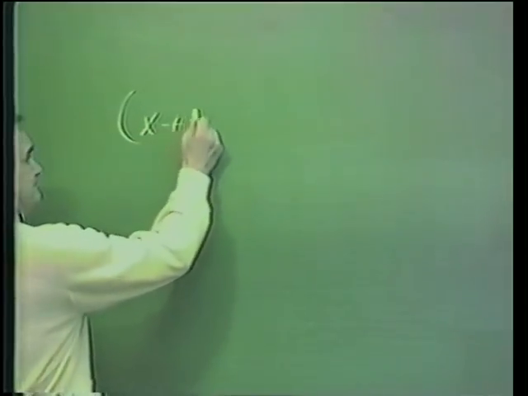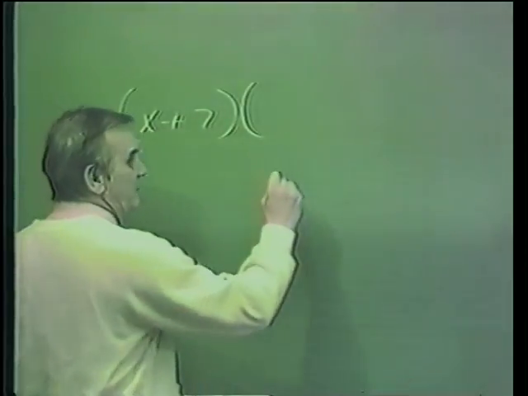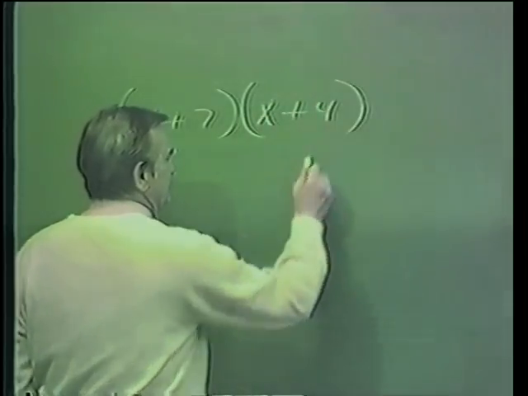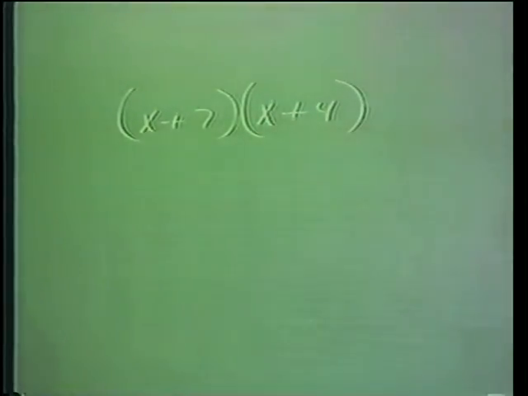Let's take a look. Let's suppose we have the quantity x plus 7 times the quantity x plus 4. Okay, what do we get for an answer there? X squared plus 11x plus 28. Very good. Very fast. Very good.